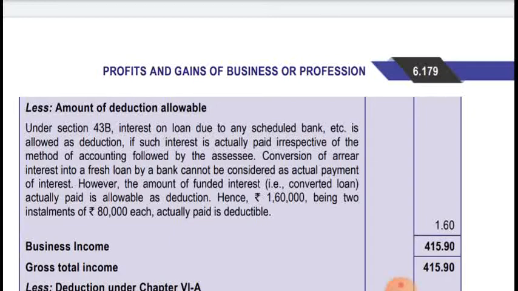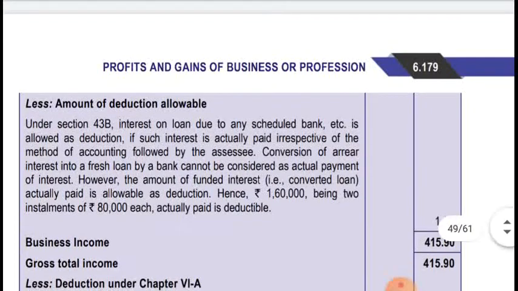As I said, 1,60,000, that is, 8 lakhs divided by 10 into 2 installments, will be allowed as deduction. However, the amount of funded interest, that is, converted loan, actually paid is allowable as deduction. Hence 1,60,000, being 2 installments of 80,000 each, actually paid, is deductible. So 1,60,000 is deducted, and business income comes to 415.90 lakhs.